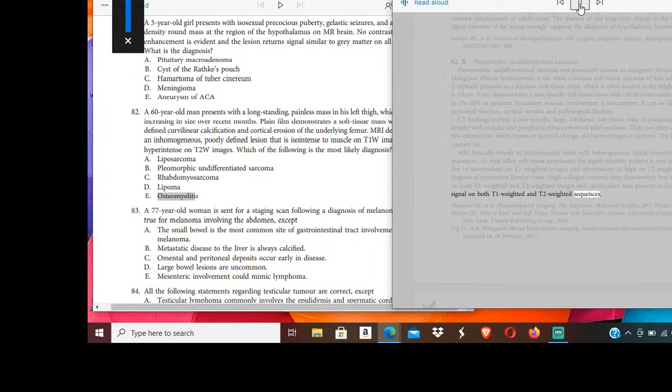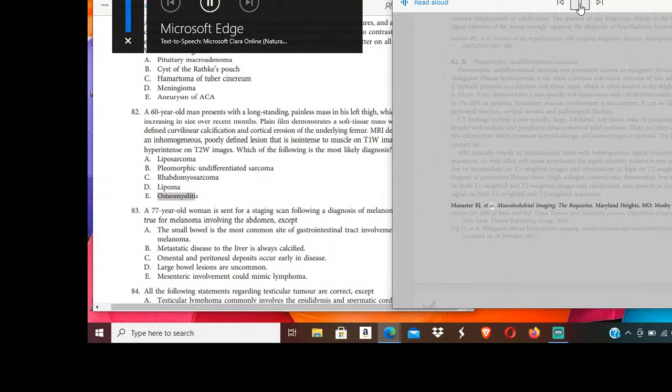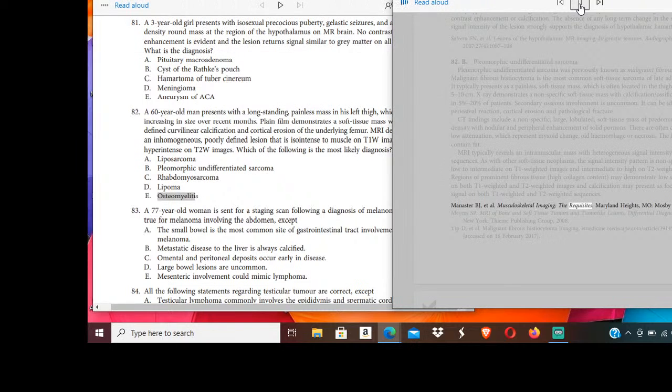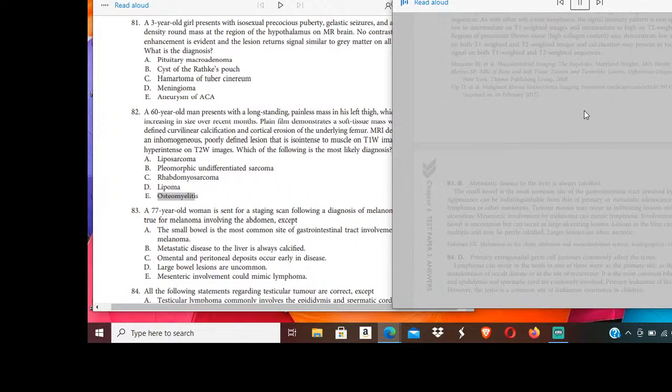Resnick D, et al. Musculoskeletal Imaging: The Requisites. Maryland Heights, MO, Mosby Incorporated, 2002.